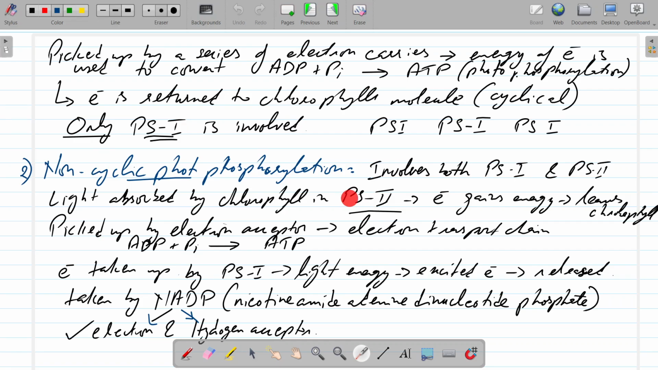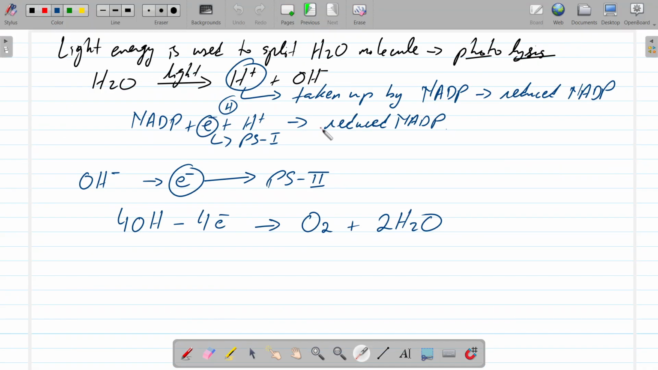So where does photosystem 2 get its electron from? Where does NADP get its hydrogen from? And that comes from the water molecule. So light energy is used to split the water molecule into a proton and the OH ion. The proton is taken up by NADP to become reduced NADP, so that's one thing that's settled.